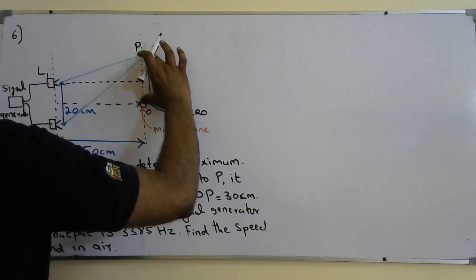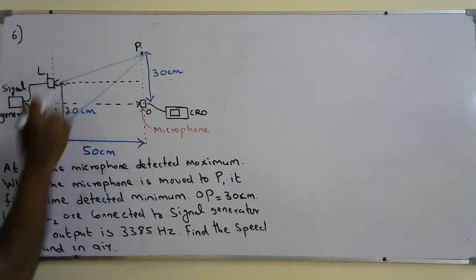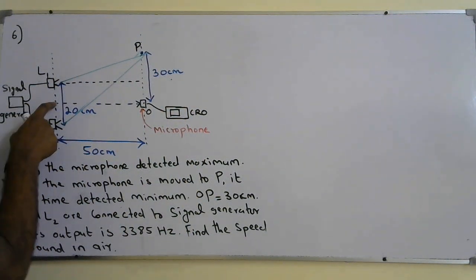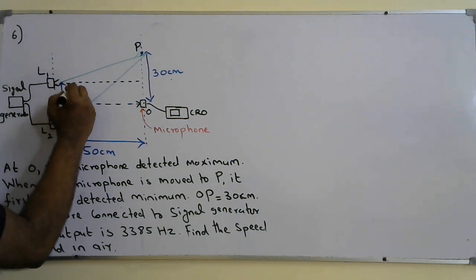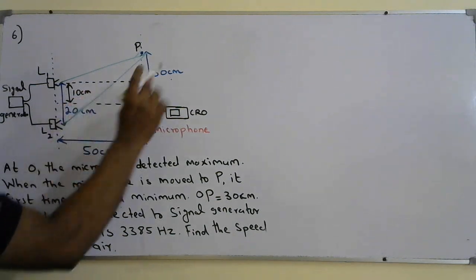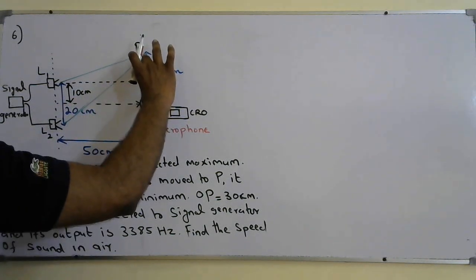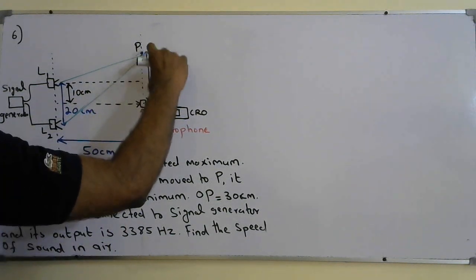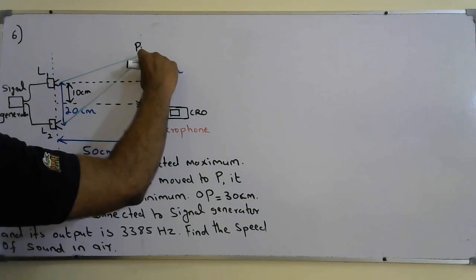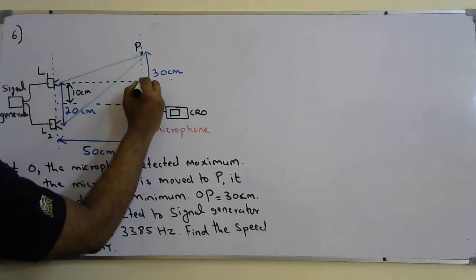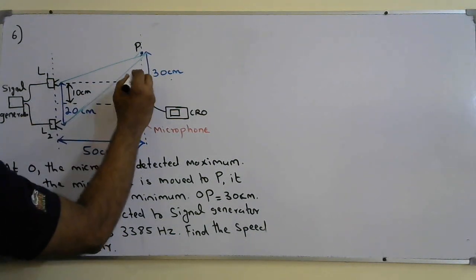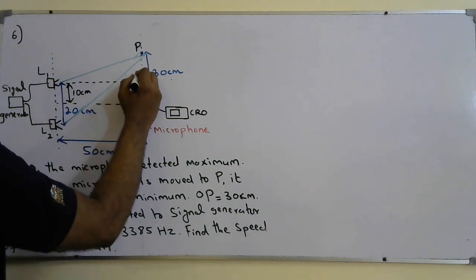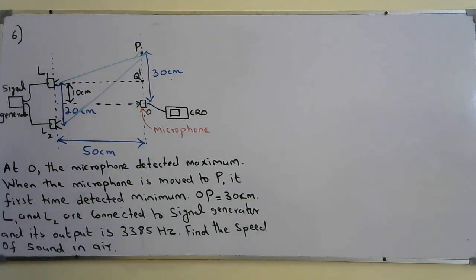So this is 30 centimeter. From here to here is 20, which means from the center to here, this is 10 centimeter. So from here to here is 30 centimeter, and 30 minus 10 is 20 centimeters. If I name this point as Q, then QP1 is equal to 20 centimeter.